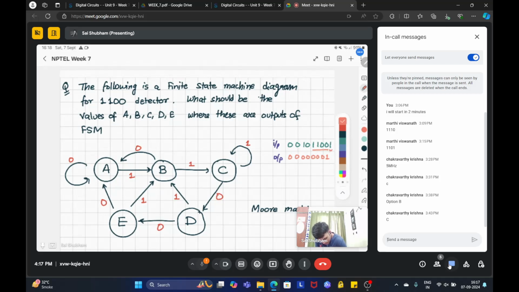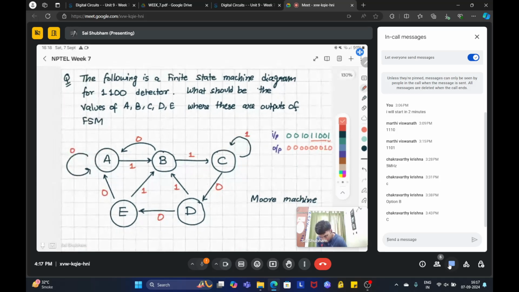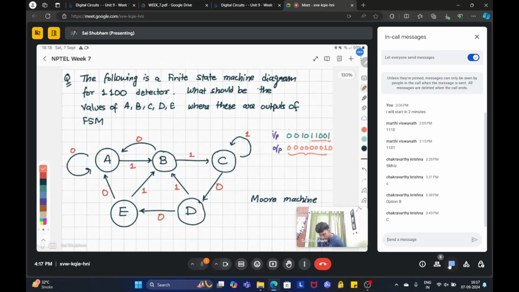And again, it will give 0. So this is a finite state machine for a 1100 detector. You have to find out the values of A, B, C, D, E. A, B, C, D, E are basically the outputs. Suppose my present state is A and I provided the input as 1. So it went to state B. Corresponding to state B, there will be some output. You have to figure out what that is.